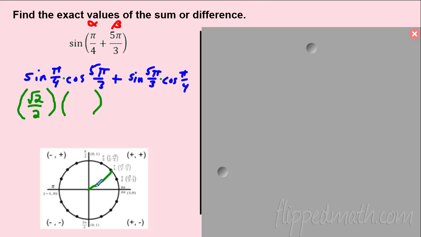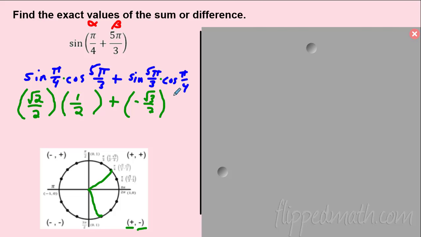So where's that bad boy? That is going to be all the way over here in this quadrant down here. And the cosine value is positive. And so we're looking at 1/2. Awesome. And then we're going to add together the sine of 5 pi over 3. So that's the other, not the 1/2. Sine is negative, so be real careful of those negatives. This will give me negative radical 3 over 2.